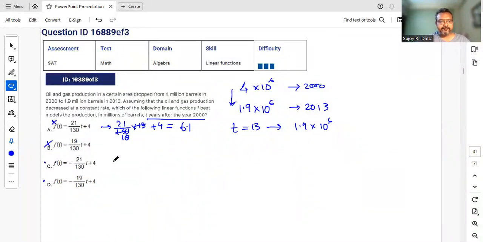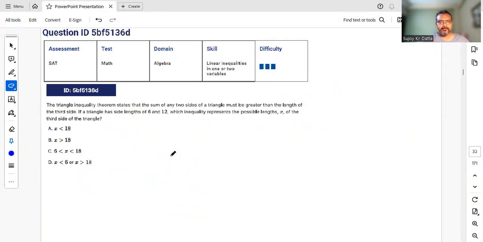Negative slopes are these two. Let's plug in here. So plug in t as 13. So it's minus 2.1 plus 4. So that's 1.9. And here it is minus 1.9 plus 4. So that's 2.1. We need 1.9, not 2.1. So the answer is option C. Okay. Next. The triangle inequality theorem states that any side is less than the sum of the two other sides.